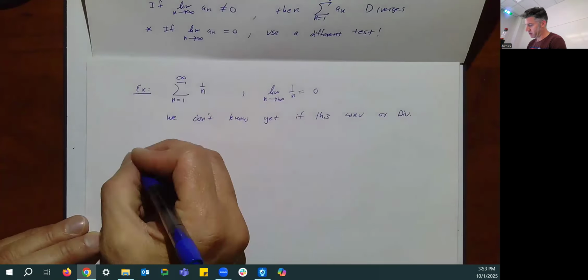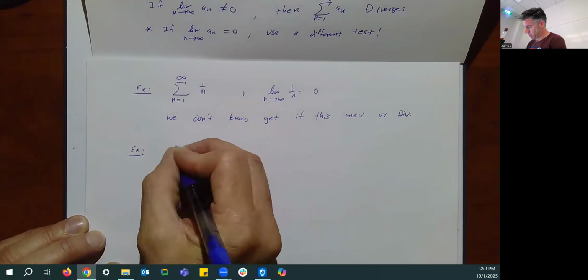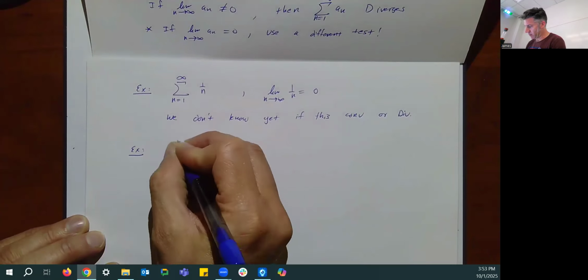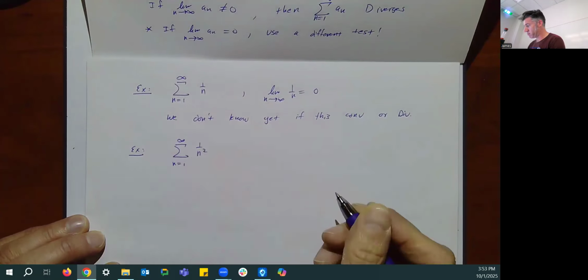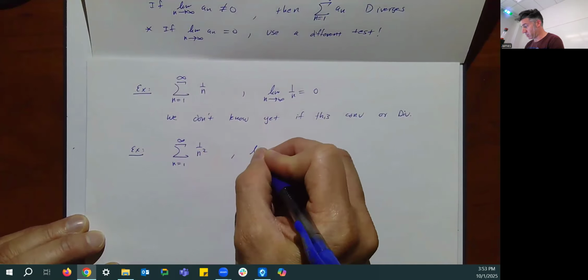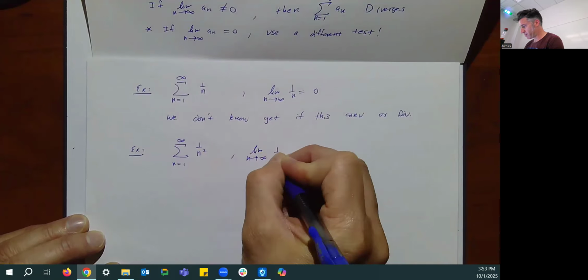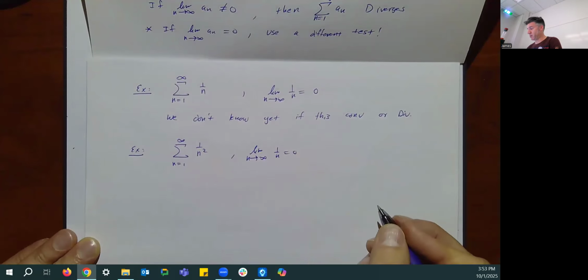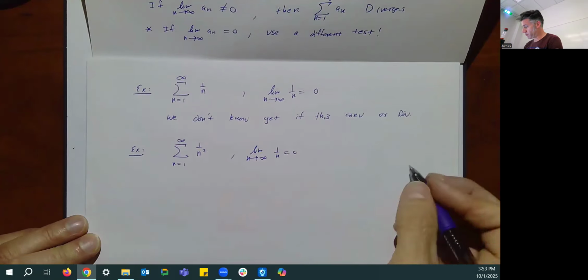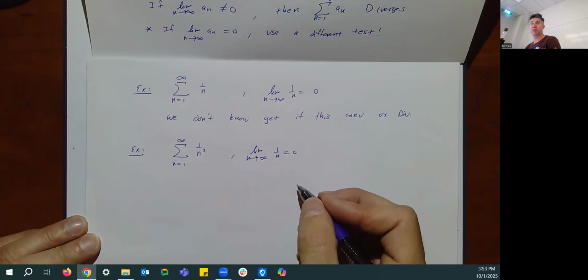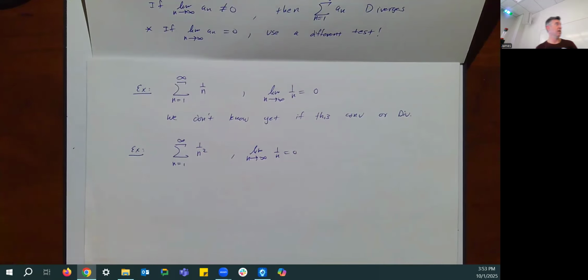On the other hand, this series from n equals 1 to infinity of 1 over n squared, the limit of the sequence is also 0. And we also don't know anything yet. But I'll tell you this one converges. So the whole point here is that if the limit of your sequence is 0, the series could converge, the series could diverge. And you have to do something else to make that determination.